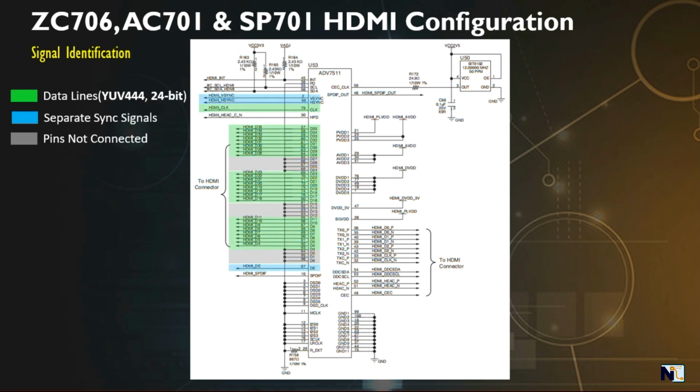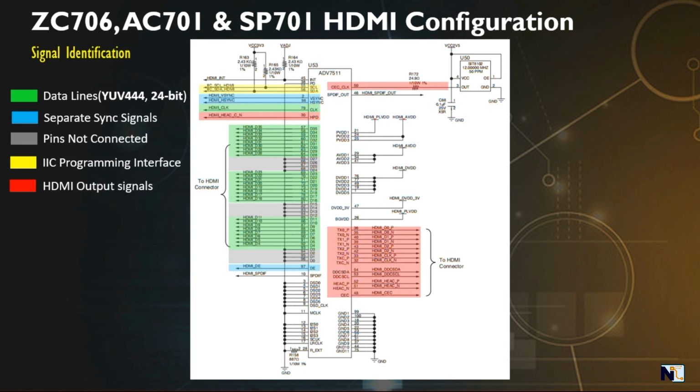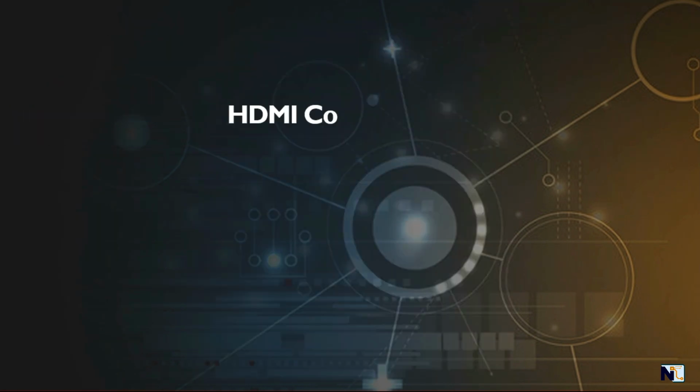The HDMI transmitter has similar signals as we discussed in the previous sections. Data line signals are highlighted in green color, while separate sync signals are highlighted in blue color. Programming interface signals are highlighted in yellow color. The HDMI output interface is highlighted by red color. Other interface signals are the audio interface and HDMI interrupt signals.